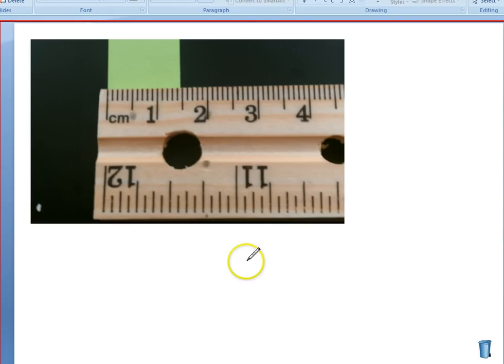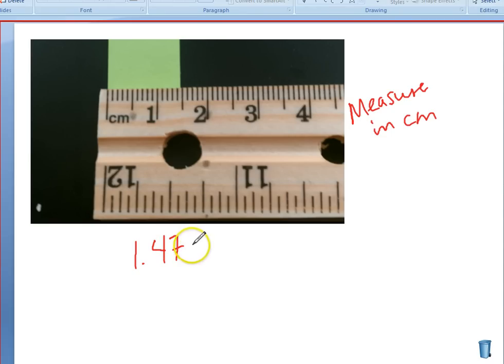Here's our final example. Here, again, I have a centimeter ruler. So I'm going to measure in centimeters. Okay, I have 1 centimeter, a little bit more. 1.1, 1.2, 1.3, 1.4, a little bit over, but not quite to the 5 line. So I'm going to call that 1.47 centimeters. You could measure it in millimeters. You could measure it in meters if that's what you were asked for. But here, we were asked for centimeters.